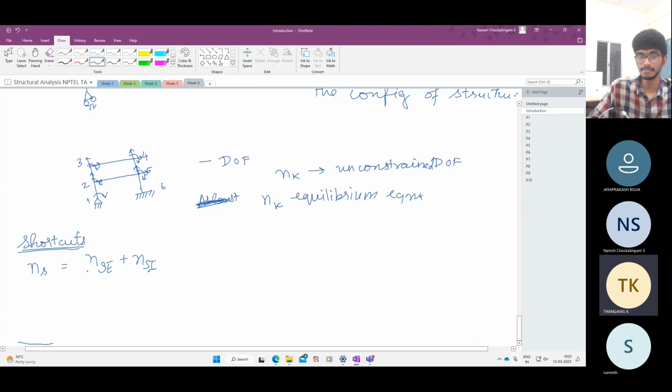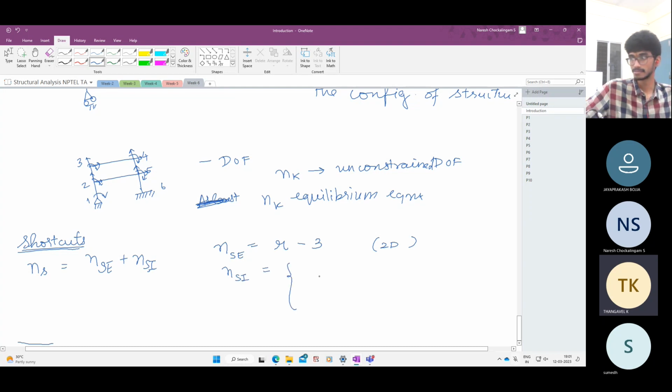What is the external indeterminacy? Externally, how many equations are we falling short of? That is, if there are r number of reactions, for the full structure we only have 3 equations of equilibrium: force balance in x, y directions and the moment. So the degree of static indeterminacy, which is external, is r minus 3 for a 2D structure.